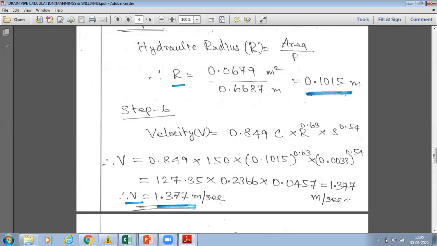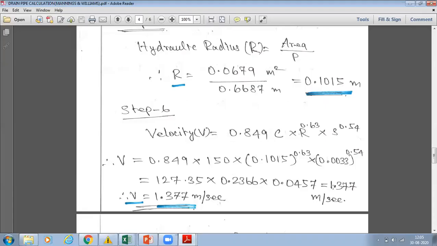Suppose we are now giving a 1 in 300 slope, you get 1.377 meter per second. If you change the slope to 1 in 600 and put it in this formula, your velocity will reduce. Maybe you will get around 0.6 meter per second velocity. That is not acceptable, so you have to calculate for the minimum velocity of 0.75 meter per second.